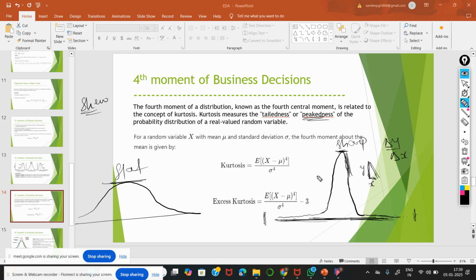So what we got: if your peak is sharp and this tail is thick, going very far, then the chances of outliers are high. Outlier chances should be very high, more outliers should be present. More chances of outliers should be present if you have a curve like this, where you are going to have a sharp peak and a thick tail, and this is known as positive kurtosis.